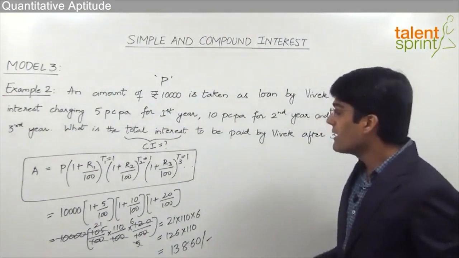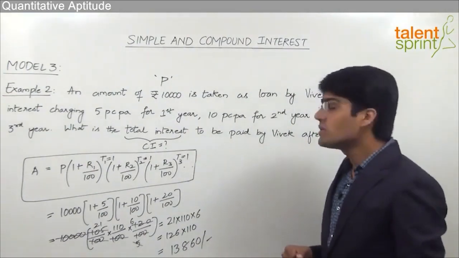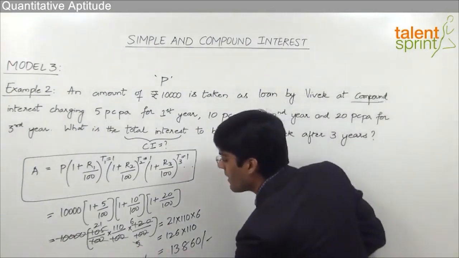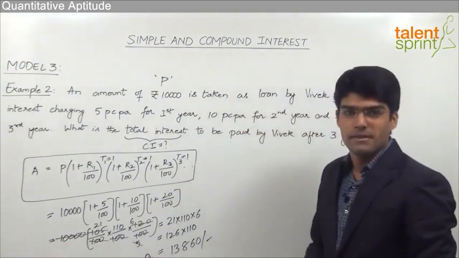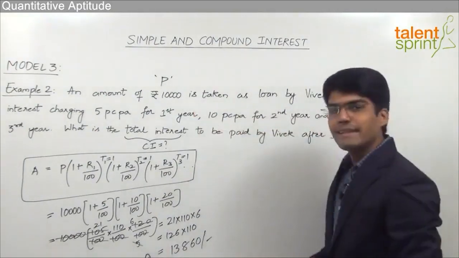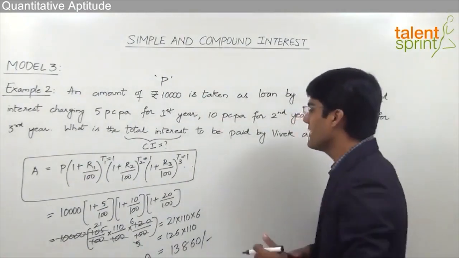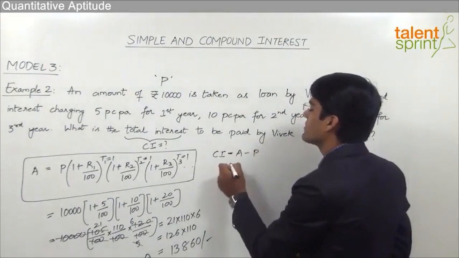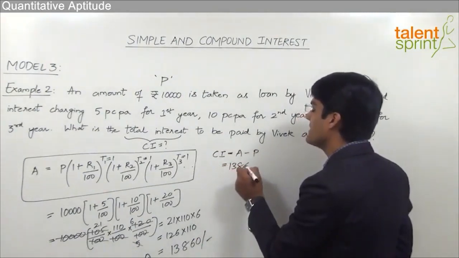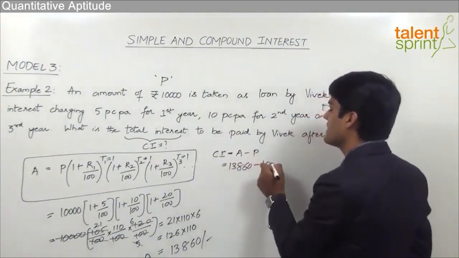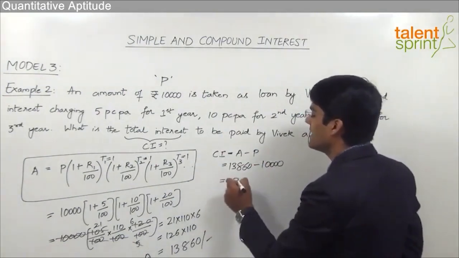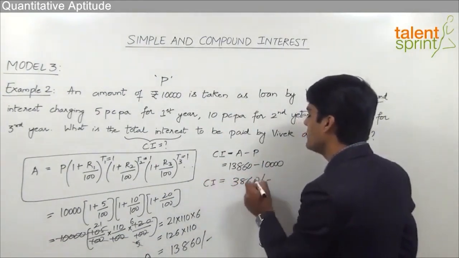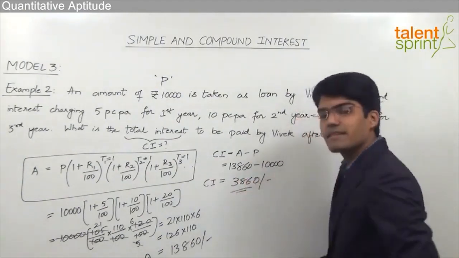But since the question says what is the total interest that has to be paid after 3 years, from this total amount we need to subtract the principal. The principal here is nothing but 10,000. So the total interest can be taken as, I've already discussed, amount minus principal. So 13,860 minus the principal amount 10,000. This comes out to be 3,860 rupees. So the total interest after 3 years would be 3,860 rupees.